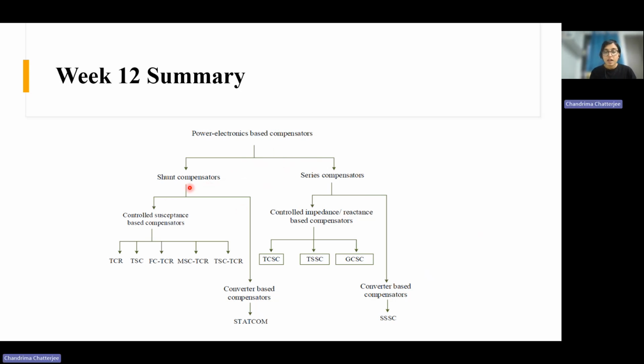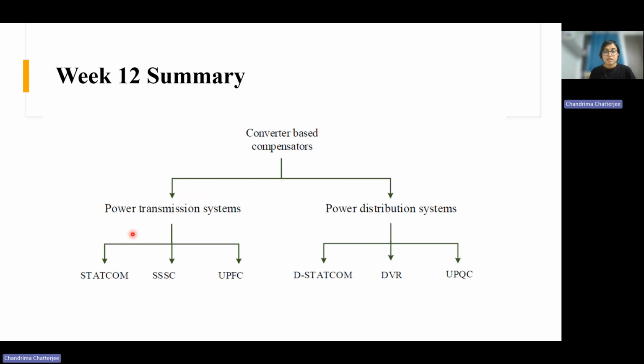In the last session we also showed this table of the types of power electronic based compensators: shunt compensator and series compensator, and SSSC comes under series compensator. There were power transmission converters used for power transmission systems and converter based compensators used for power distribution systems. SSSC is used for power transmission systems. So STATCOM and SSSC both are used in power transmission systems.